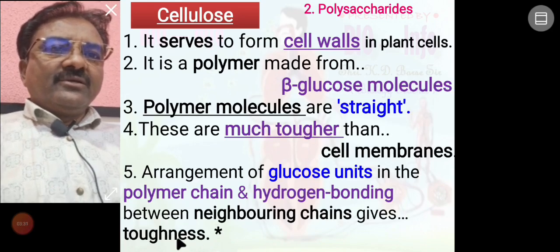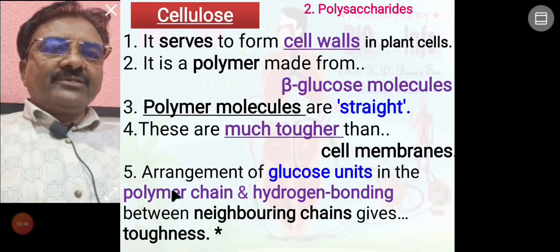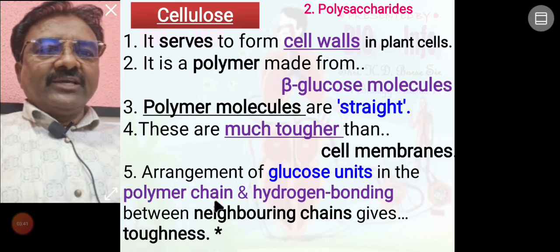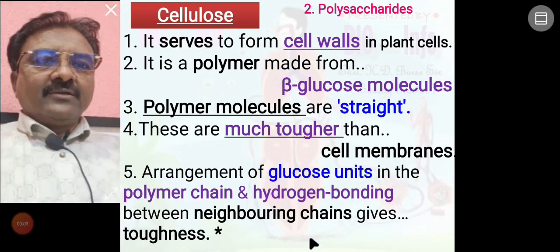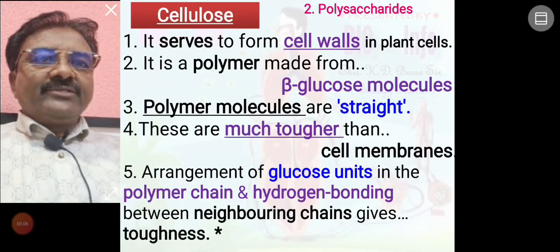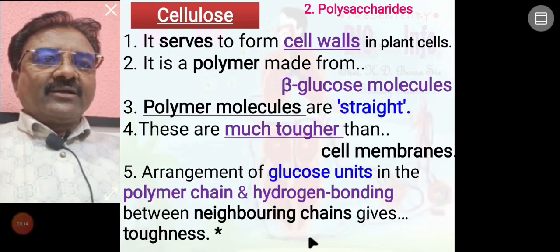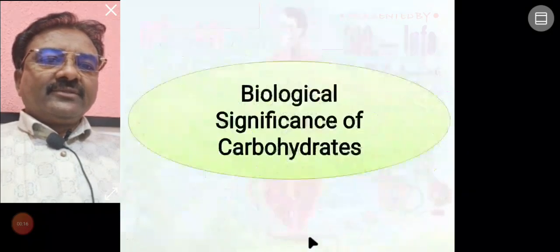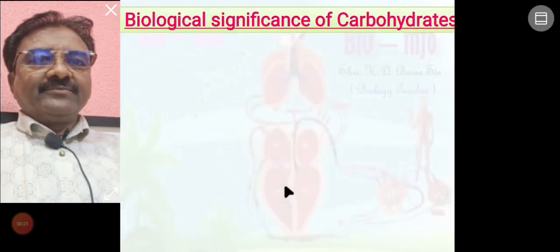So cellulose is tougher than the cell membrane because of the arrangement of glucose units in the polymer chain and hydrogen bonding between the neighboring chains, which gives toughness. Up to here completed. Cellulose is a polysaccharide compound, and polysaccharide is one of the carbohydrates. Now we discuss in detail the biological significance of carbohydrate.